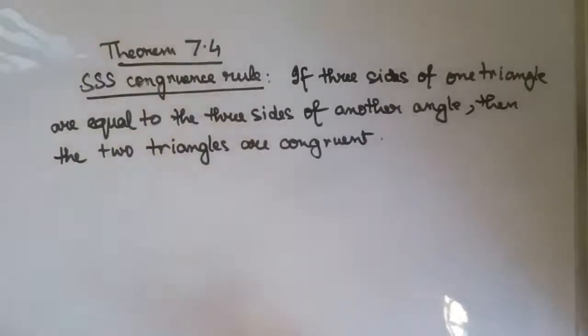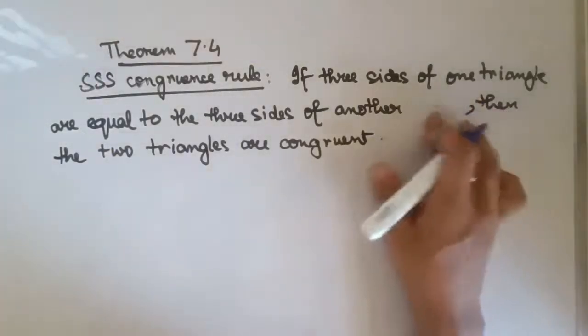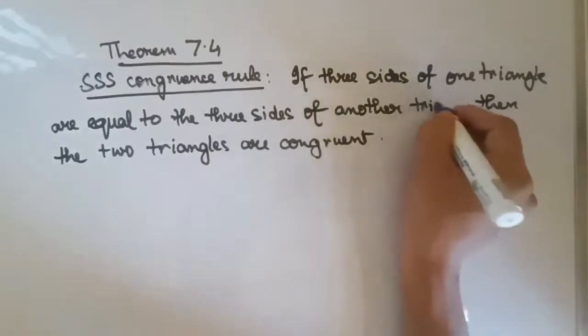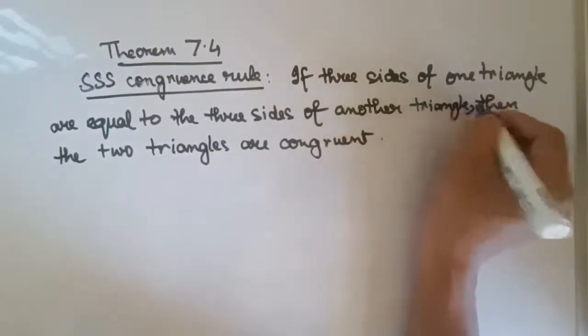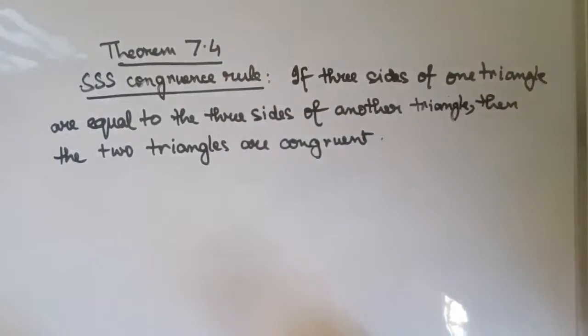Next criteria for congruence of triangles is SSS Congruence Rule, which is given as Theorem 7.4 in your textbooks. The statement says if three sides of one triangle are equal to the three sides of another triangle, then the two triangles are congruent. So if all the three sides of one triangle are equal to the three sides of another triangle, then the two triangles are congruent.